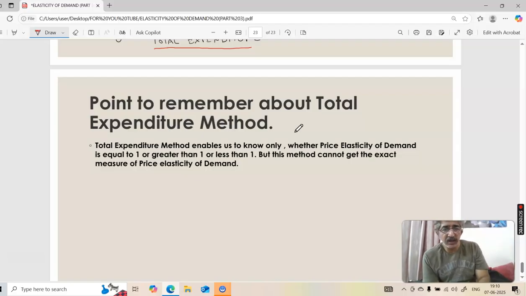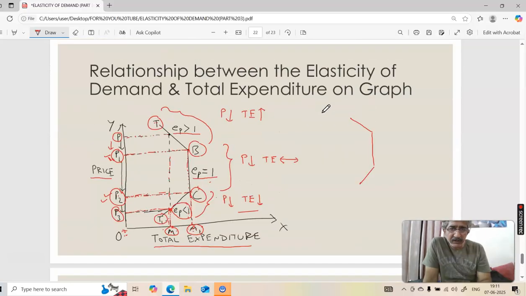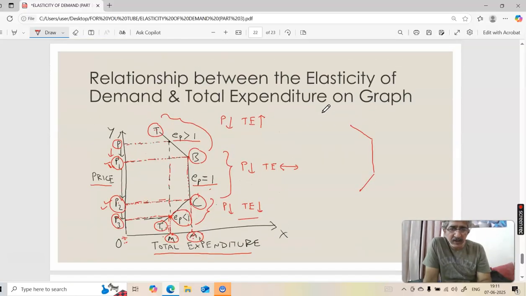But the accurate, exact measure of price elasticity of demand we cannot calculate by applying this total expenditure method. Like we did numericals also, by the percentage method, we get the exact number, accurate, how much we can measure. Here we cannot measure. We can just find out whether EP, that is price elasticity, is 1 or greater than 1 or less than 1. So that was it. You want to take a screenshot of this or pause, you can, and revise this.